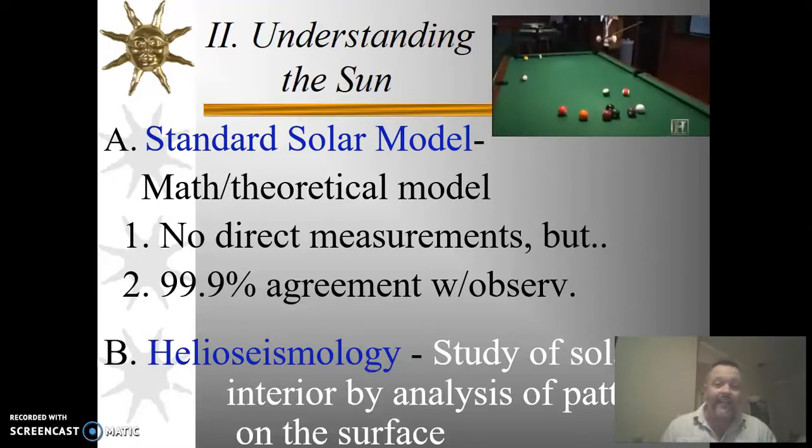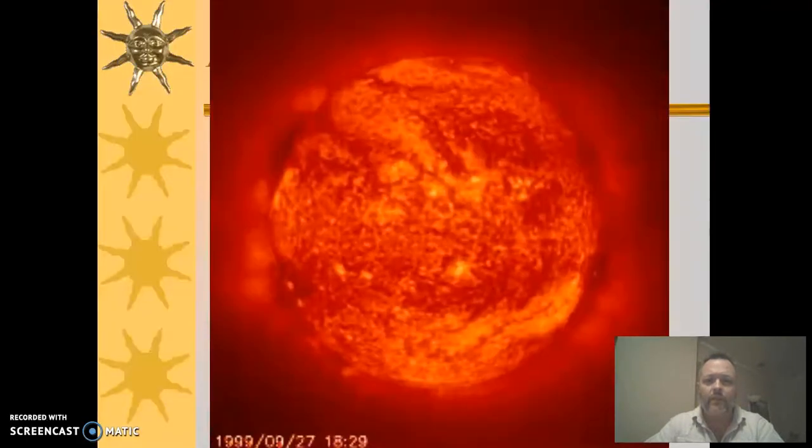And if you think about it, we can't drill to the center of the Earth either, and yet we still know a lot about the interior of the Earth from earthquakes, from studying how those waves are affected, changes in frequency and intensity and so forth.